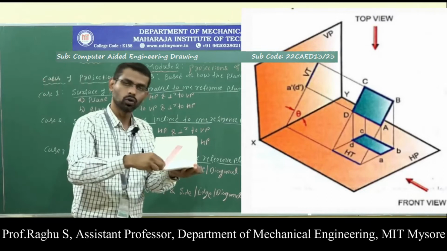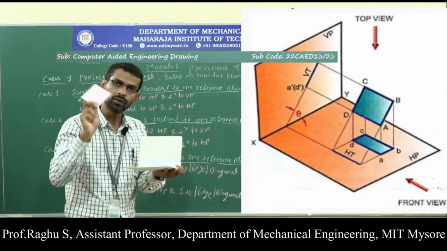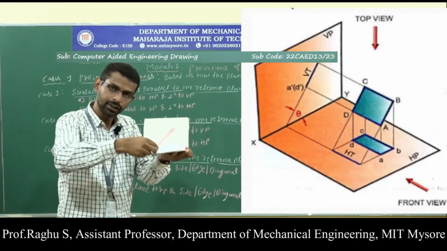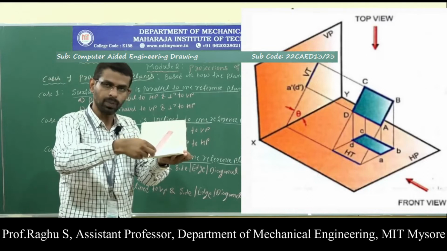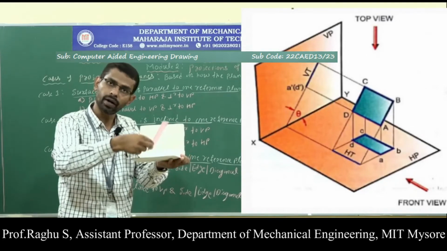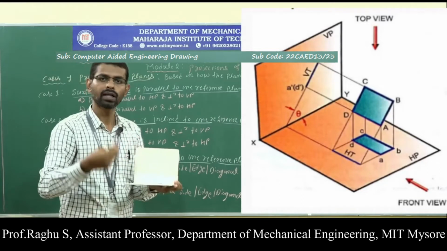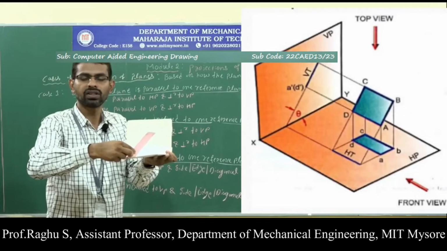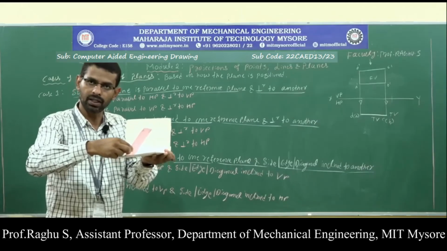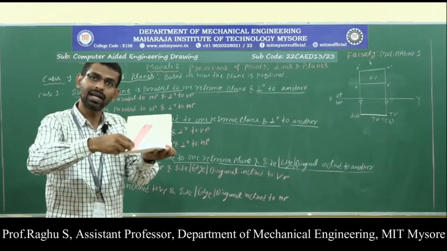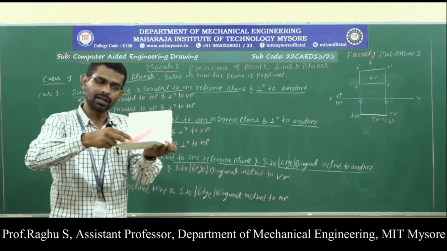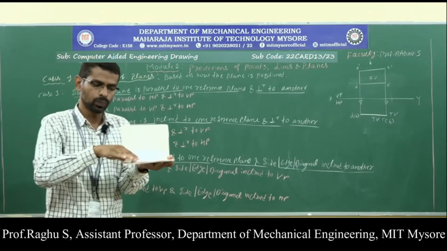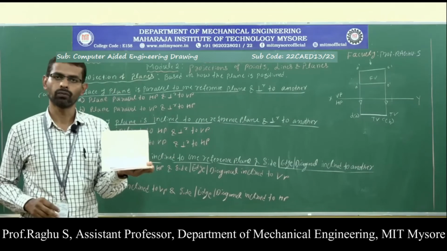Here, as I already told you, always start the drawing with the true shape. But when the lamina is inclined to HP and perpendicular to VP, I will not get the true shape on any one of the planes. Therefore, what will I do? First, ignore the lamina inclination with respect to HP, that is, neglect the inclination. When you neglect it, the lamina becomes like this.